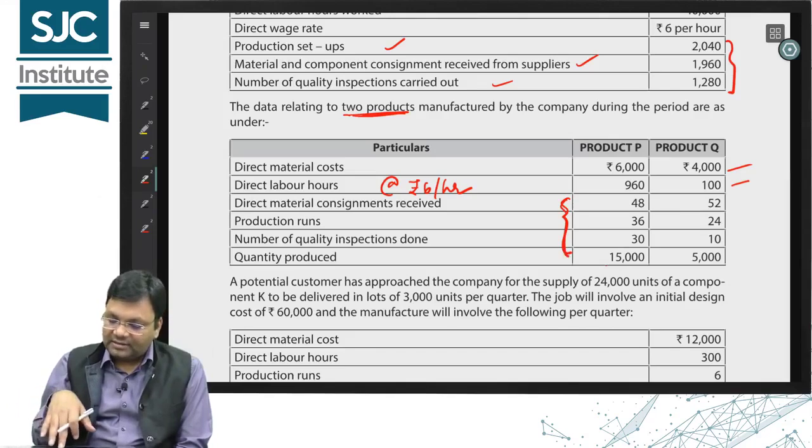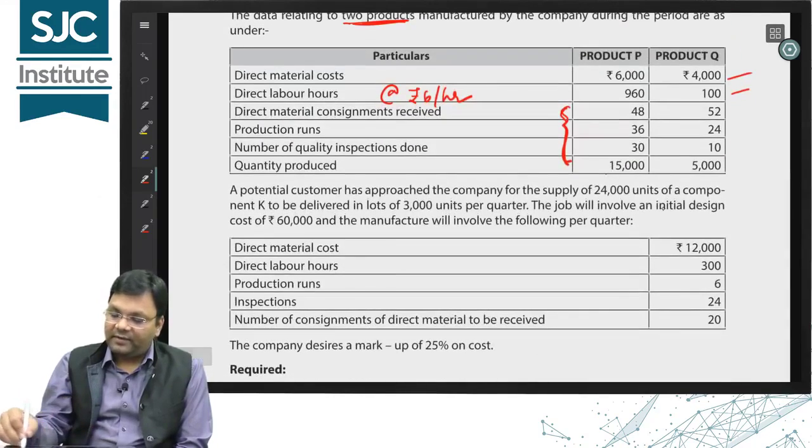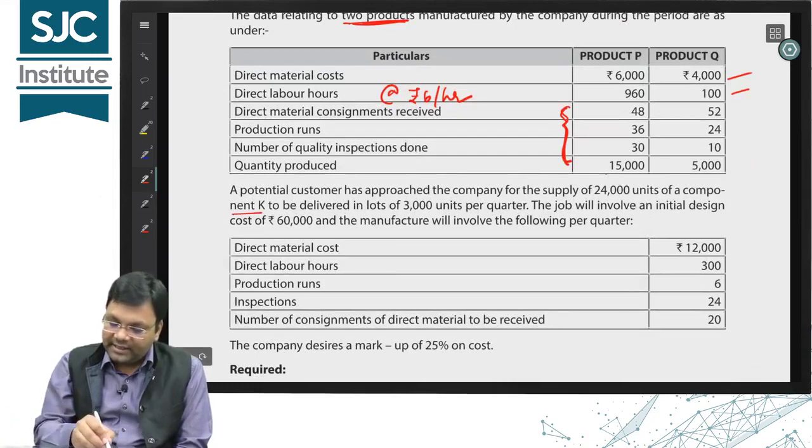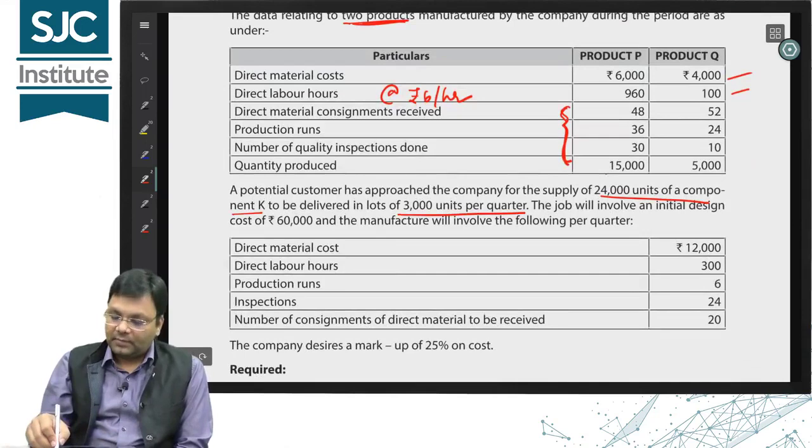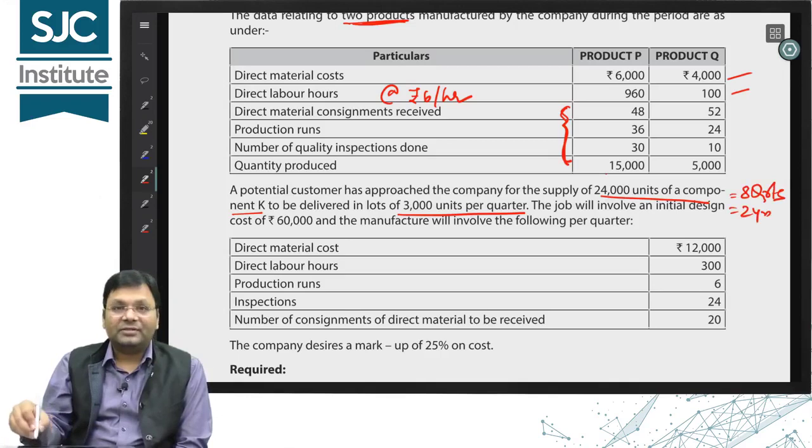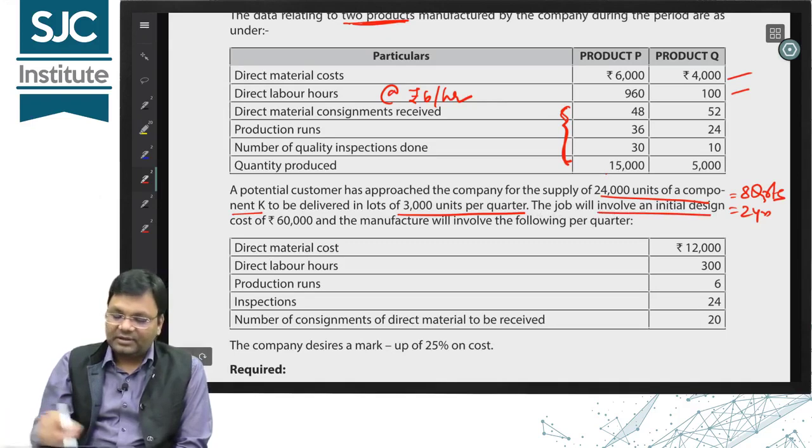A potential customer has approached the company for supply of 24,000 units of component K to be delivered in lots of 3,000 units per quarter. So it is basically 24,000 by 3,000 is equal to 8 quarters, which is 2 years of job. A new quotation has to be given probably. The job will involve an initial design cost of rupees 60,000. So this cost needs to be considered in its cost, and manufacture will involve the following per quarter.